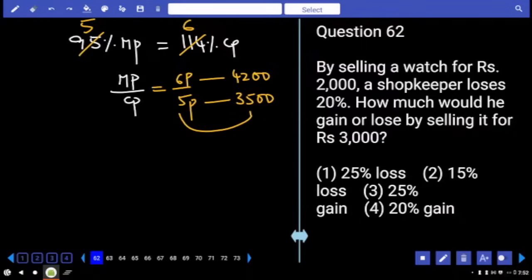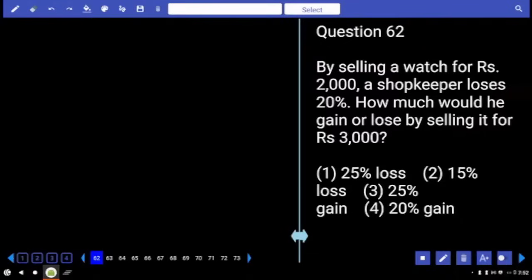By selling a watch for 2000, the shopkeeper loses 20%. How much would he gain or lose by selling it for 3000? When he makes 20% loss, at what price will he sell? 80%. So 2000 is equal to 80% of which price? Cost price. Now we are selling it at 3000. That is equal to what percentage of cost price? That's what I want to calculate now.